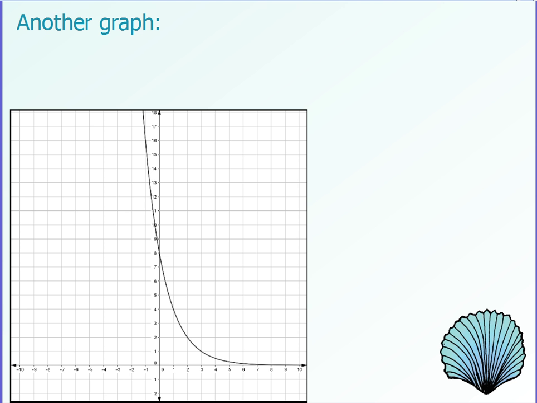Let's take a look at another graph. Of course, we can tell the y-intercept is at 8, and then I need to look at points where the line crosses the grid behind it. And we can see the y values of those points go from 16 to 8, from 8 to 4, from 4 to 2, from 2 to 1, and so on.